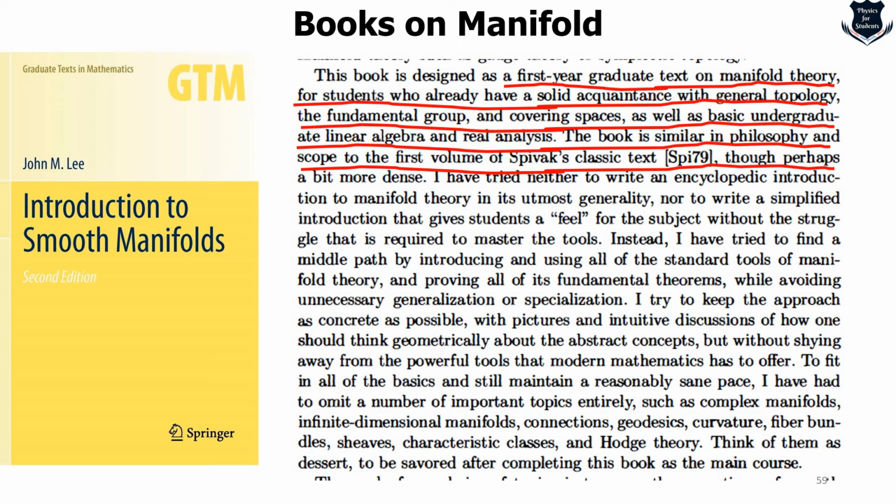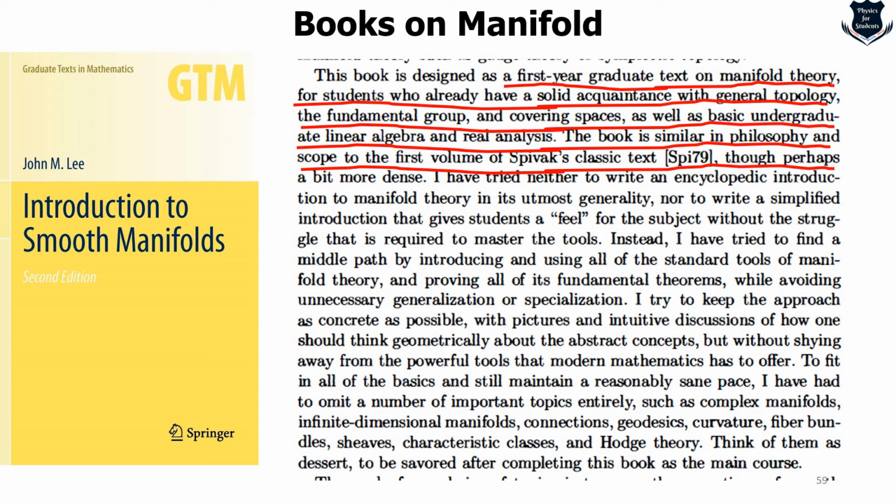This is really worrying, but I am going to clear up that worry, because I'm going to show you books which are not assuming topology. So it clearly says that it is assumed that you have a solid acquaintance with general topology, the fundamental group, covering spaces as well as basic understanding of linear algebra. So you need to know general topology, the fundamental group, the covering spaces, linear algebra and real analysis. Why? Because you need to go through certain proofs.